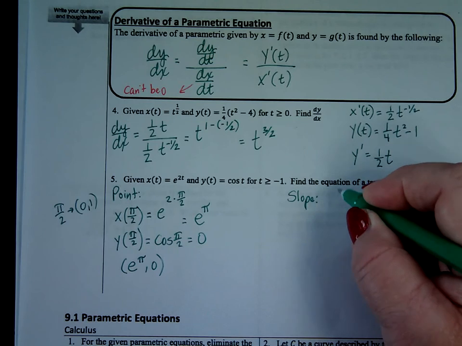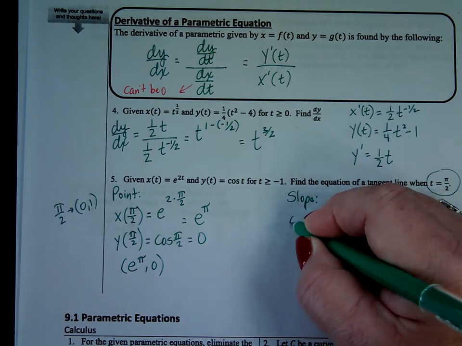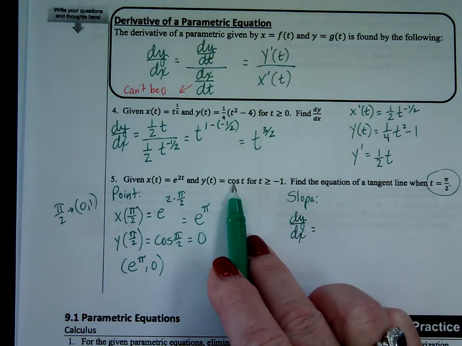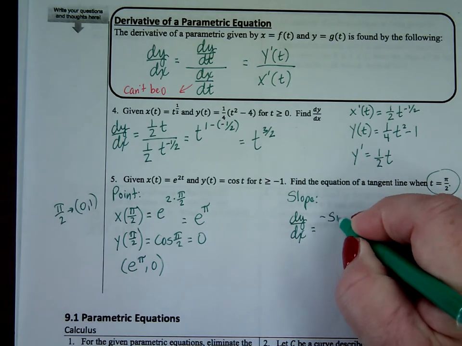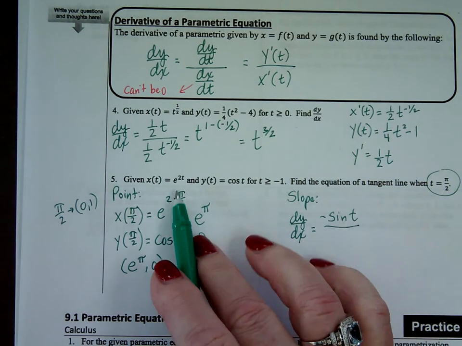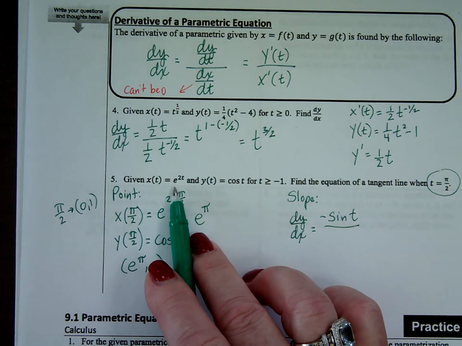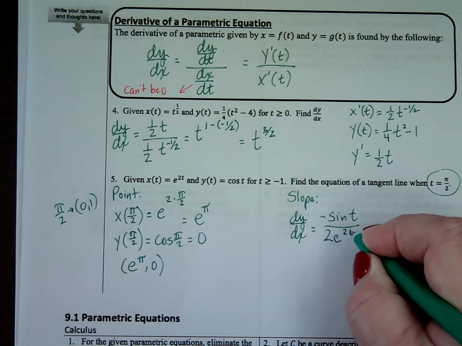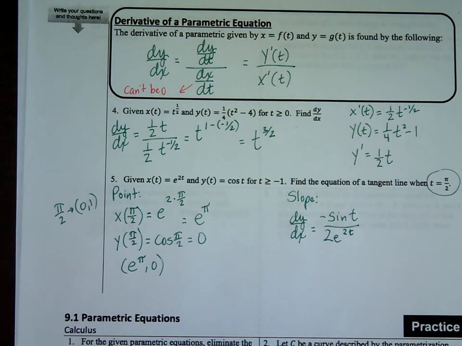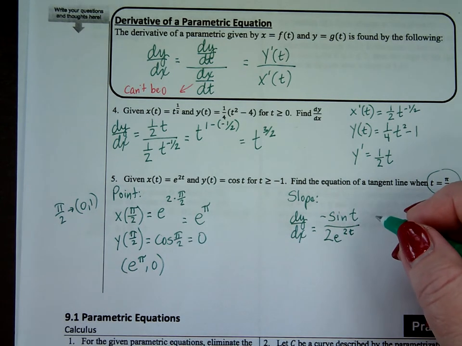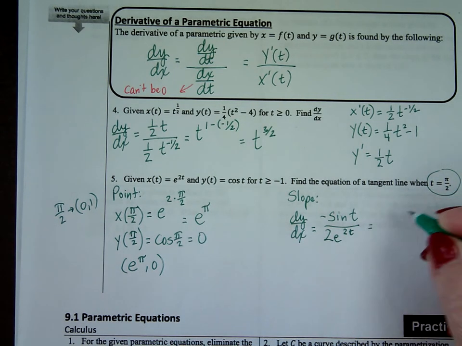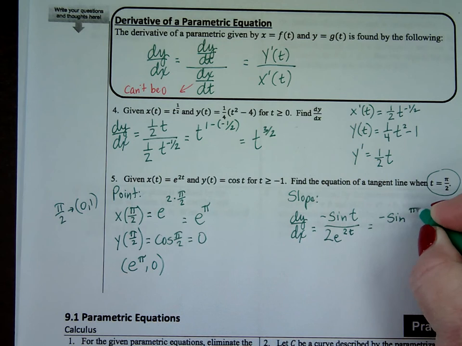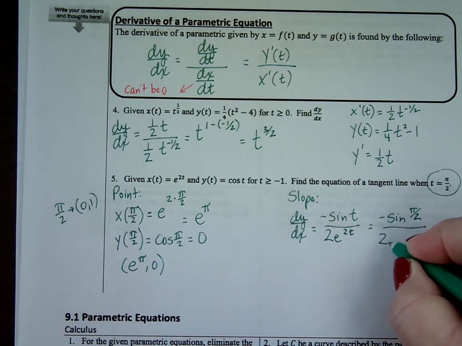So if I take the derivative, it is dy over dx. So that is the derivative of y, the derivative of cosine is negative sine. The derivative of x is e to the 2t times 2. So 2e to the 2t. All right, well, let's figure this out. Put in my pi over 2: negative sine of pi over 2 over 2e to the 2 times pi over 2.